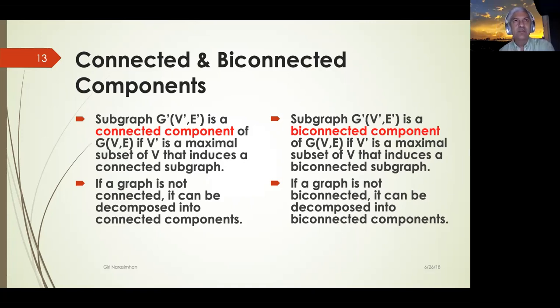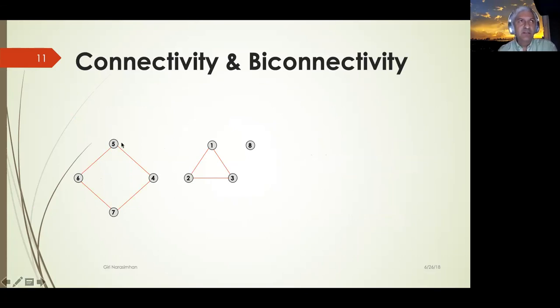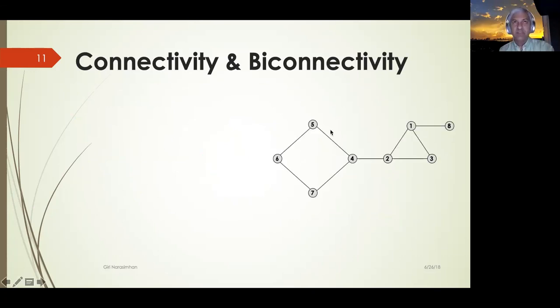So let's go back to our example here. Let's look at the second example. We know that this is a connected graph. First we had this example, which was not connected. Here the connected components are, this is one component, this is one component, and this is one component. Now, this one here is already connected, but is it bi-connected, you think?